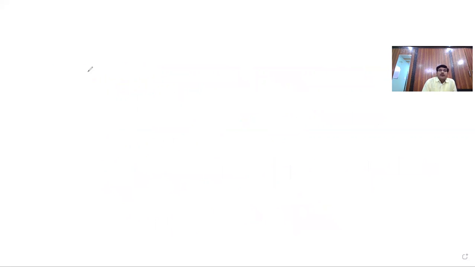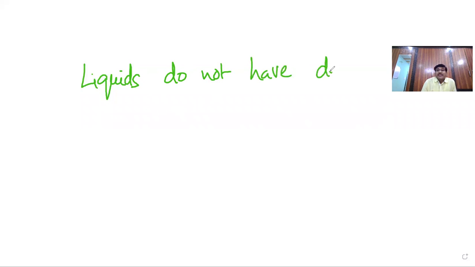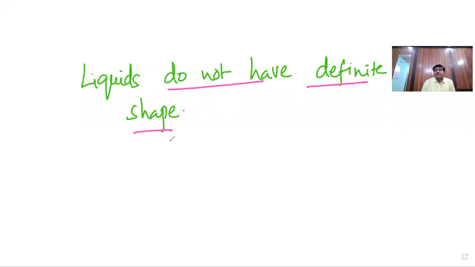Coming to the second property of the liquids, they do not possess any shape. Liquids do not have a definite shape. Why do they not have a definite shape?